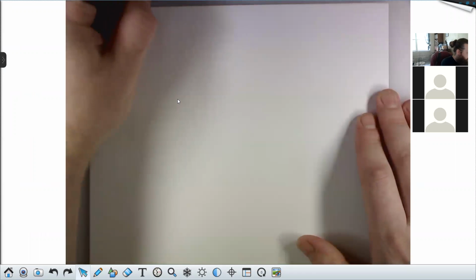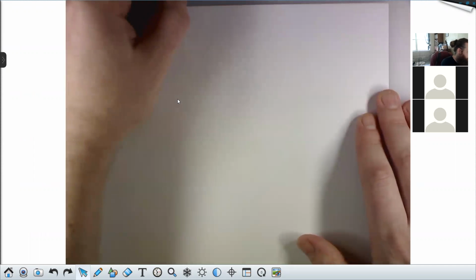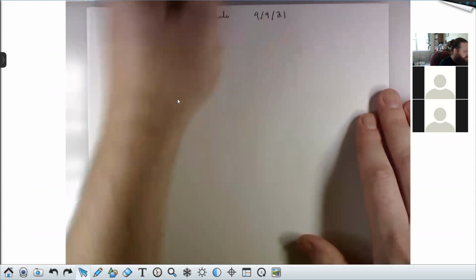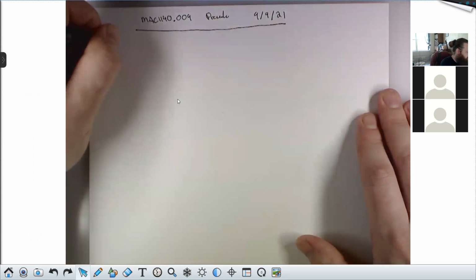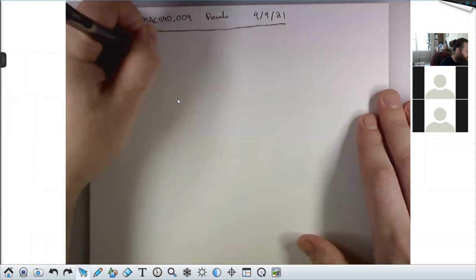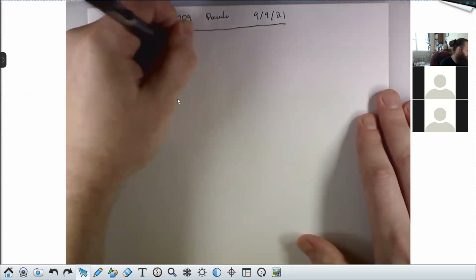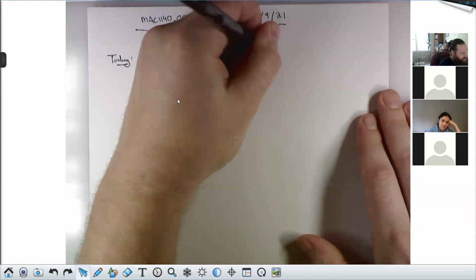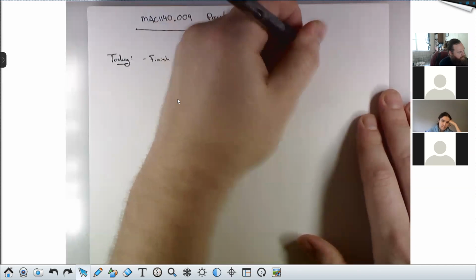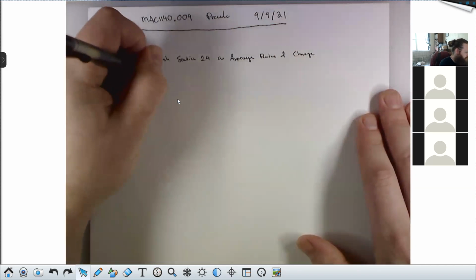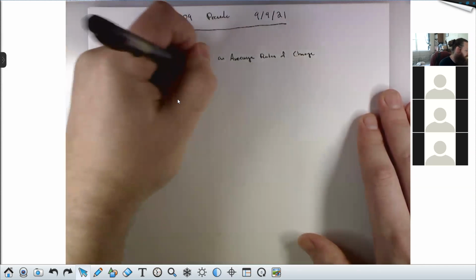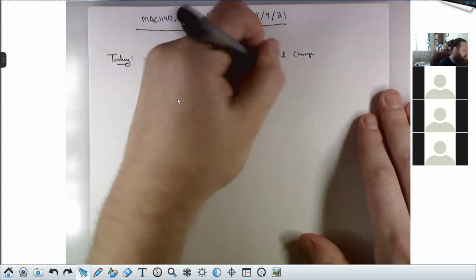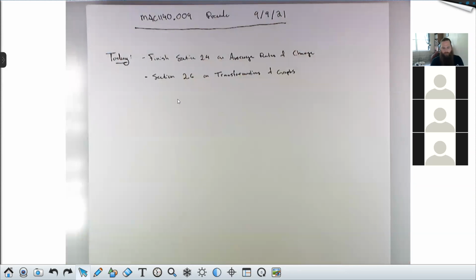All right, here we go. This is MAC1140, section 009. Today is the 9th of September, 2021. And as long as we will finish section 2.4 on average rates of change. And then we're going to talk about section 2.6, which is transformations of graphs.